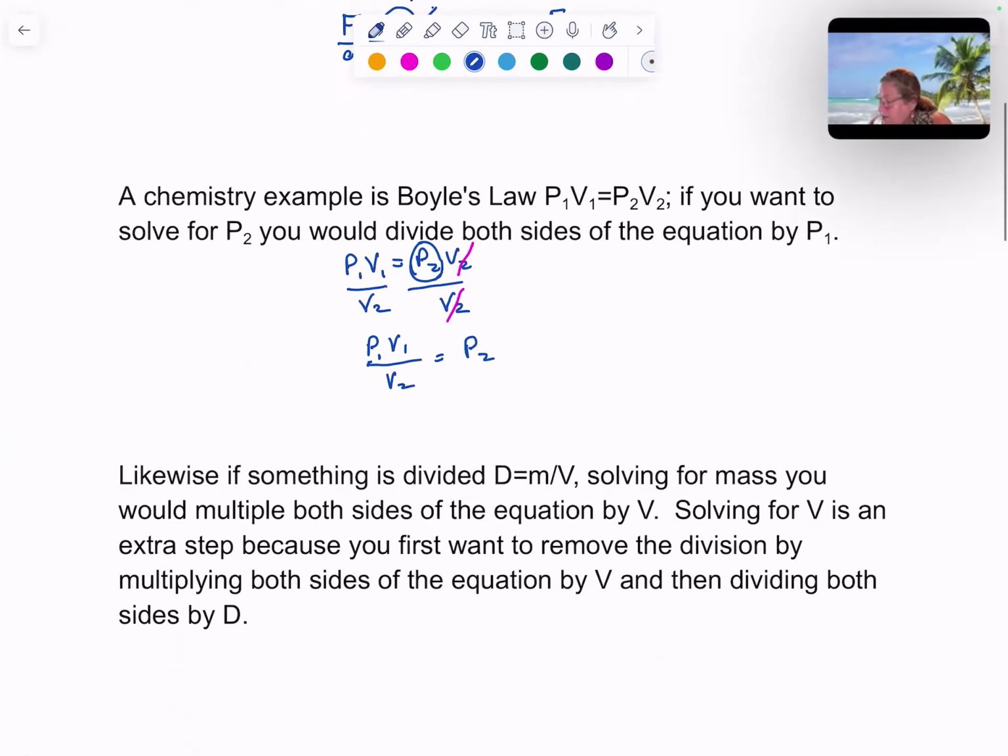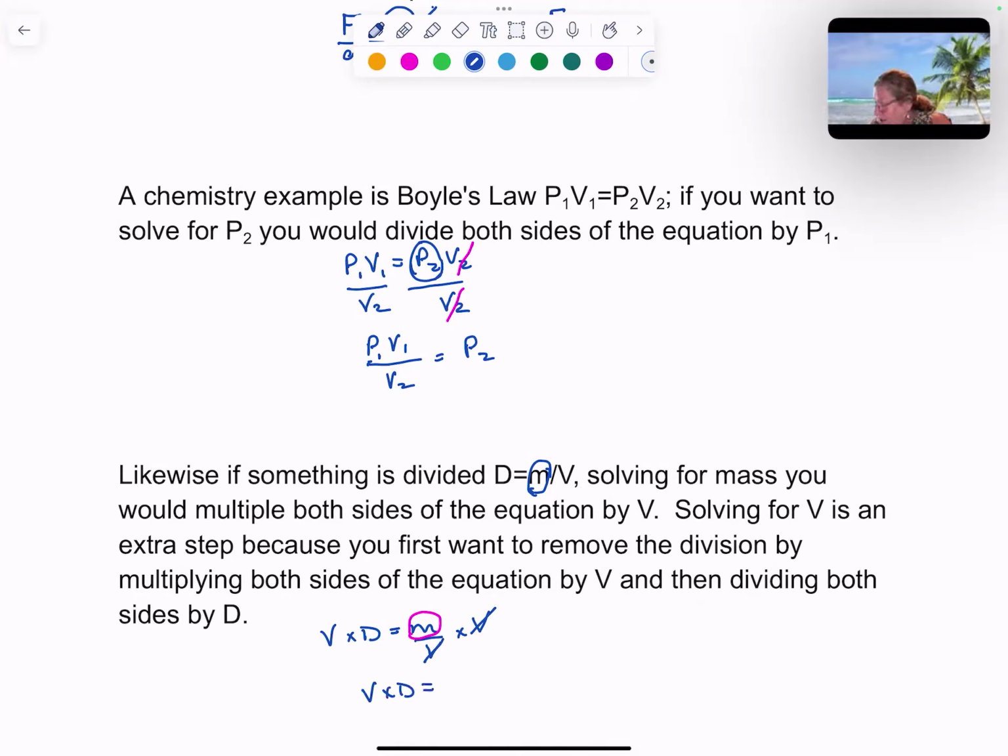If we have a density problem, something like density is mass divided by volume, and I wanted to solve this one for mass, I'll notice that mass is divided by volume. So we have to do the opposite. To get that mass by itself, I'm going to have to multiply both sides of my equation by volume so that now the volumes can cancel out. So volume times density equals my mass. So to undo a division, you multiply. To undo a multiplication, you divide. What you do to one side, you do to both sides.